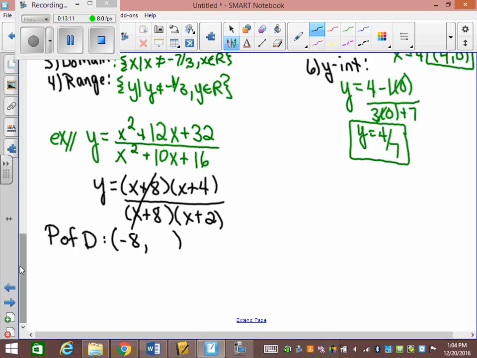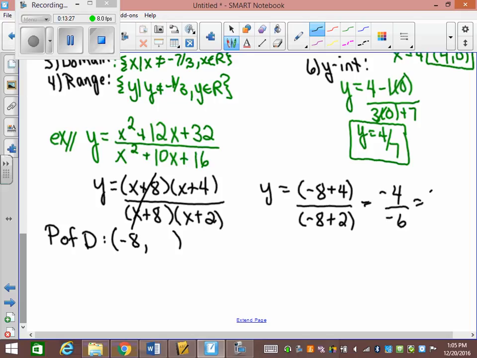Plug it into this equation once you've canceled these off, or else it's going to get you 0 every time. So you're going to get y equals negative 8 plus 4 over negative 8 plus 2. So it's going to get you negative 4 over negative 6, which is 2/3. So the point of discontinuity is at negative 8 and 2/3.